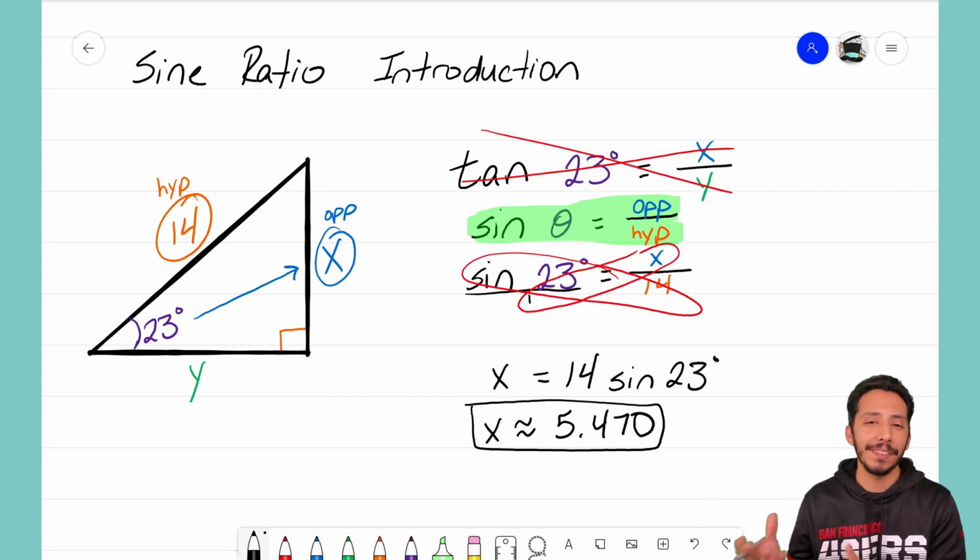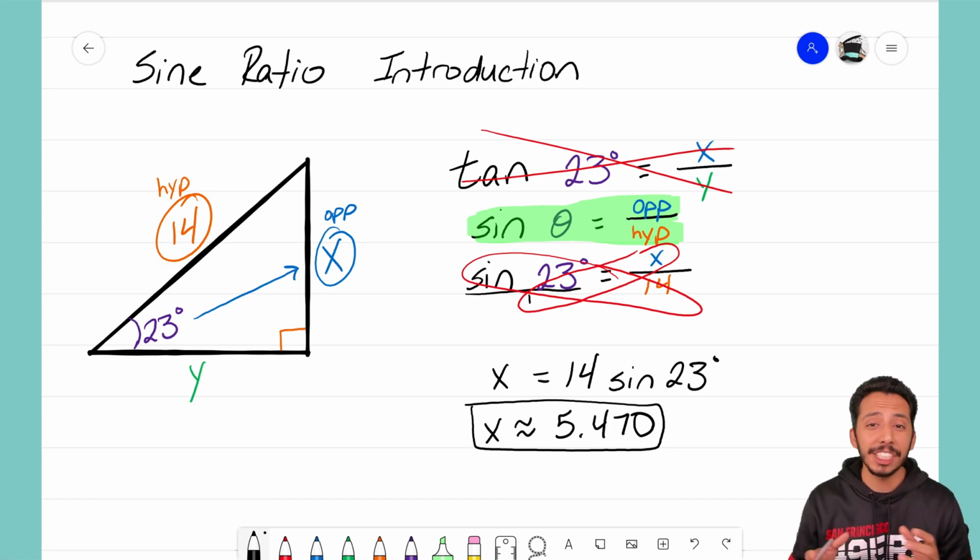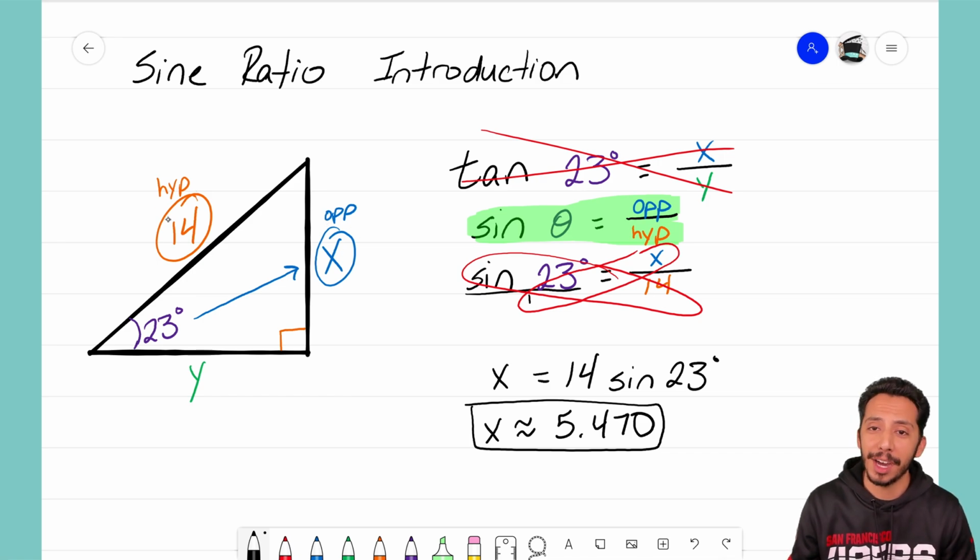That is why we have the sine ratio. We're now able to solve this triangle when tangent fails. Tangent is nice, we like tangent. It works well when it works, but sometimes it'll fail. And when it fails, we can use our sine ratio. But remember, the sine ratio only works when we have our opposite side and our hypotenuse side.